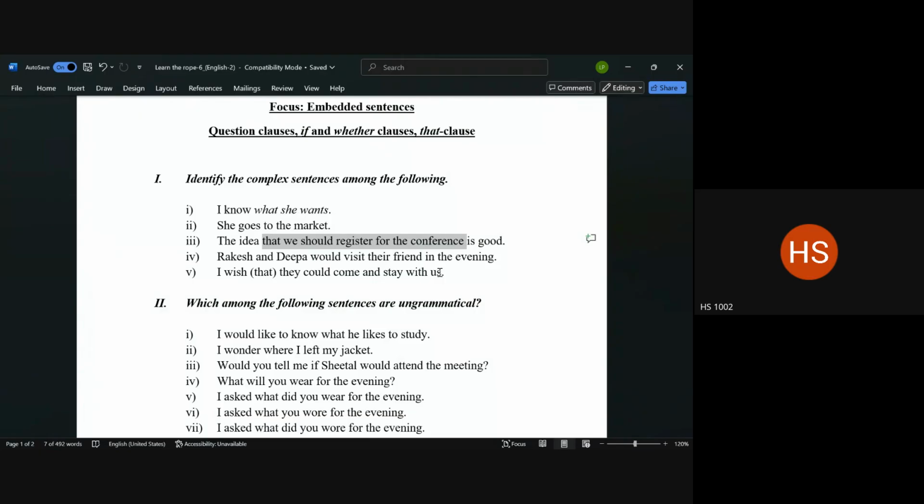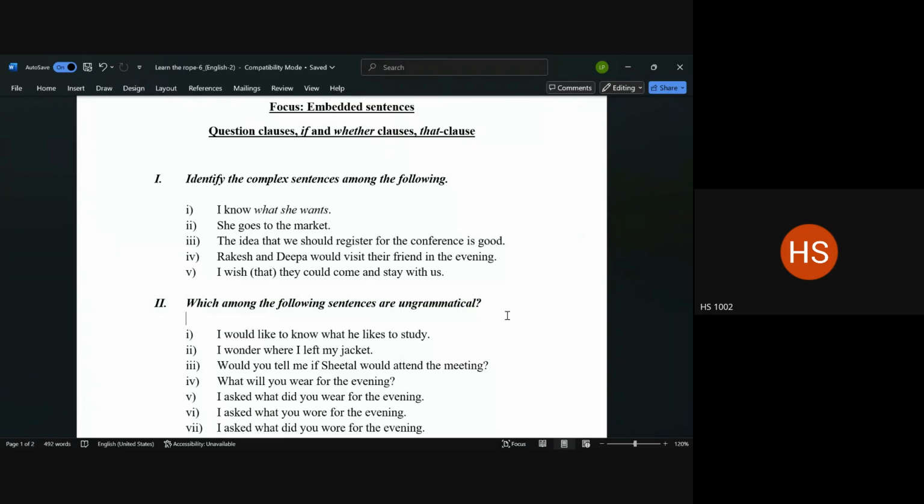The fourth one is, Rakesh and Deepa would visit their friend in the evening. Simple sentence. It has a compound subject, but the sentence itself is simple, right? It has one subject, Rakesh and Deepa, and then the verb, and then the rest of the part, the object.